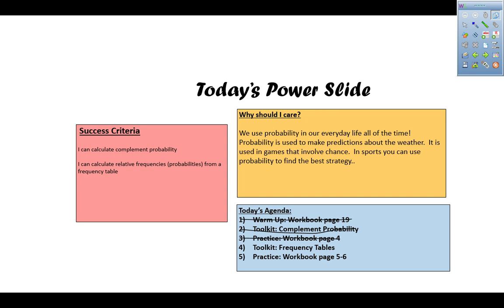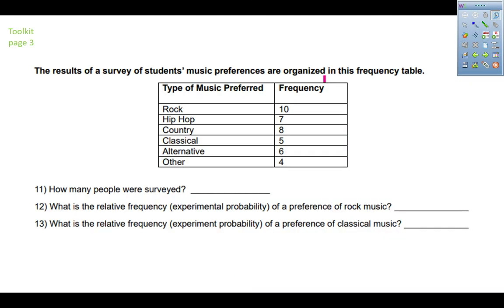So basically, the only difference is we're going to see data from a table, so it's going to be an experimental probability. But instead of seeing it listed out in a row, you're going to see it in a table. We're still doing experimental probabilities. We're still doing it the same way. You're going to see it in a table. All right, it's pretty simple. So the concepts of this are on page 3 of your toolkit.